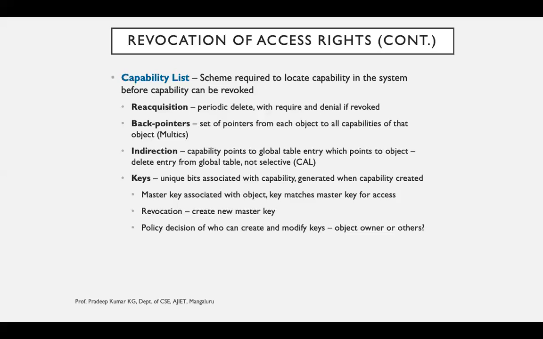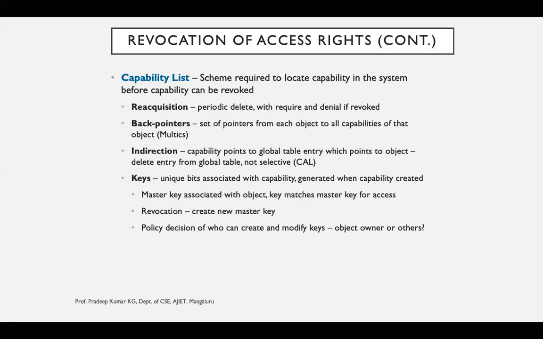Then we can have unique bits associated with the capability, generated when the capability is created. That is keys. So now what we can do is create another set of keys, saying that a master key is associated with the object. A key must match the master key for access. So the master key, being superior, by default has entries for every object and has all the permissions. Automatically, when the master key is revoked, everything is revoked. Right. So by creating a master key, we can revoke.